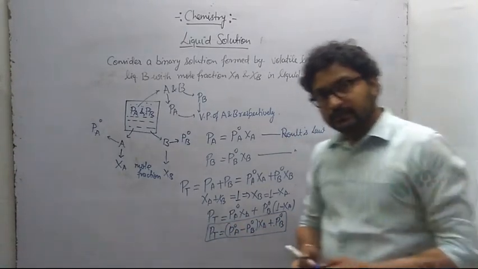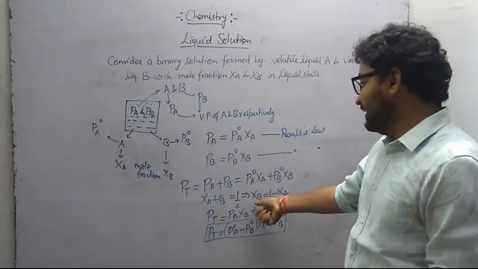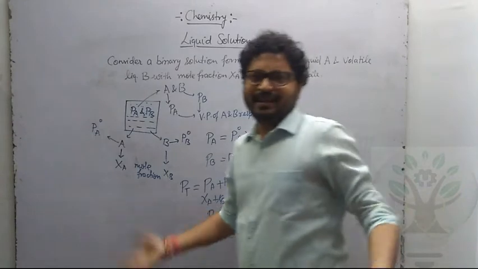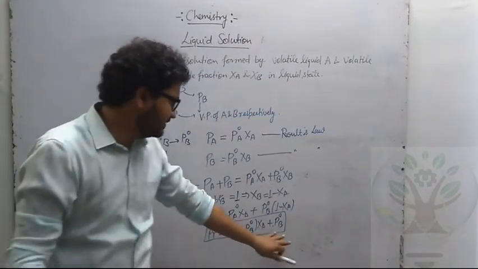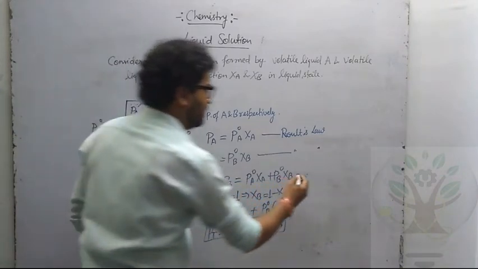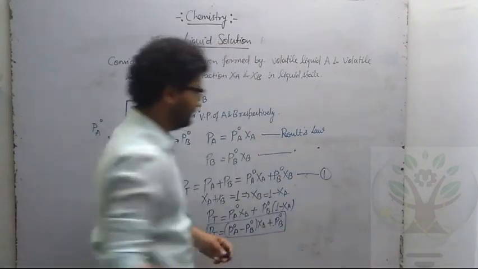Is this clear to us? If we had put XA in terms of XB, a slight difference would be there. I have derived just this relation. Up to this relation we have got sense. Let's say this equation is 1.